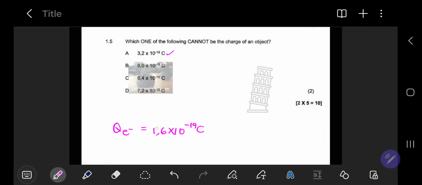Now let's take the charge of an electron and multiply by 3. That gives us 4.8 times 10 to the minus 19, but we don't have that as an option, so that's fine. Then we multiply it by 4, and we get 6.4 times 10 to the minus 19. Now let's multiply by 5. We get 8 times 10 to the minus 19. If we go on to 6, we have 9.6, and as we multiply by bigger integers, we get bigger values. So the only one here that we do not get is 7.2 times 10 to the minus 19, which means that that value cannot be the charge of an object, because it is not an integer multiple of the charge on a single electron.